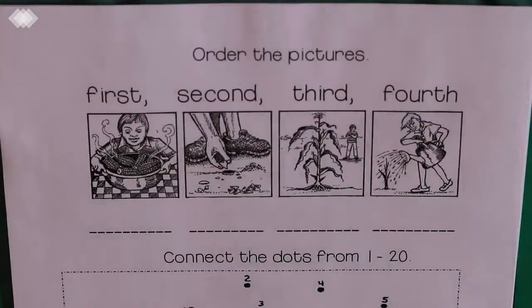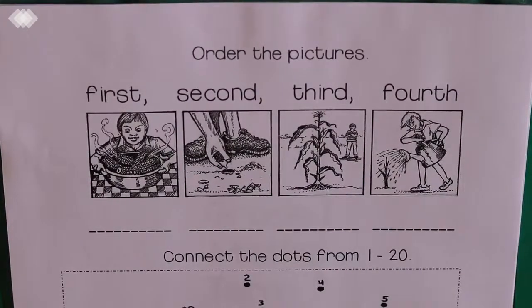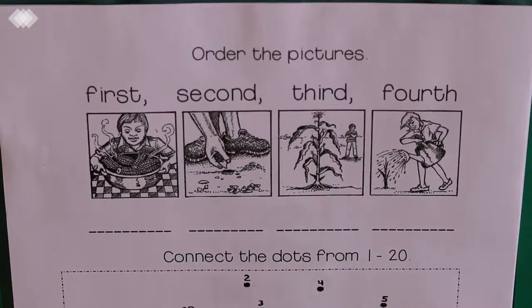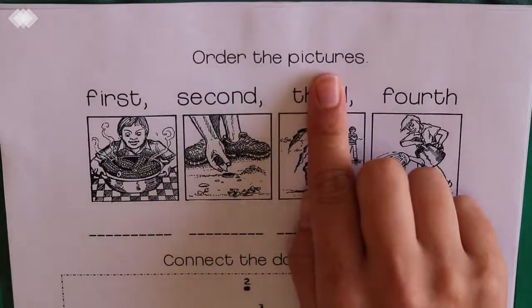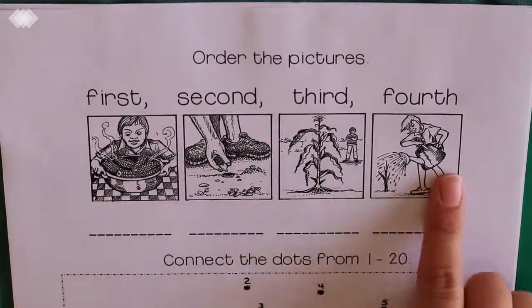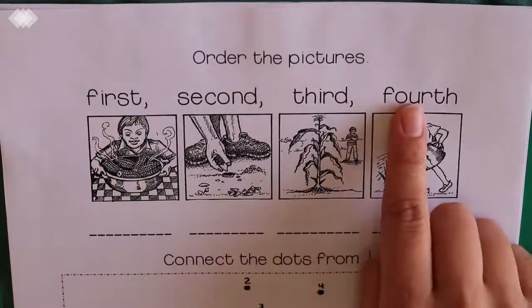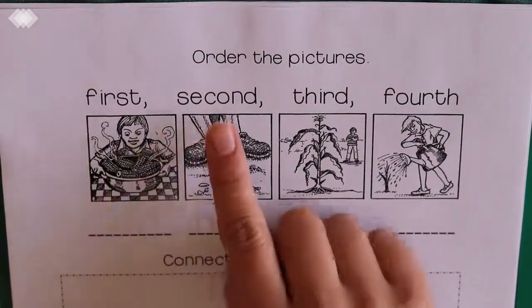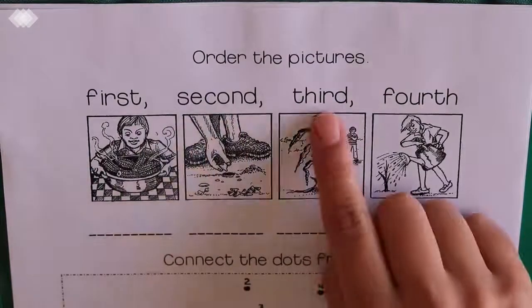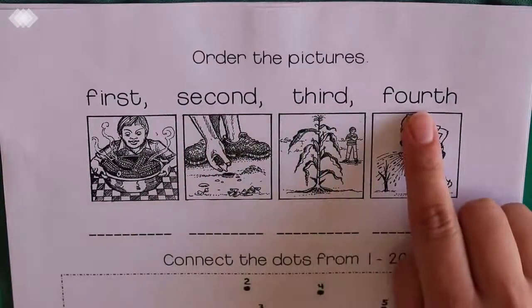Okay, we are doing the last page in workbook 3, mathematics. So at the top it says order the pictures. Okay, we have 4 pictures over here and we have words at the top. So it says first, second, third and fourth.